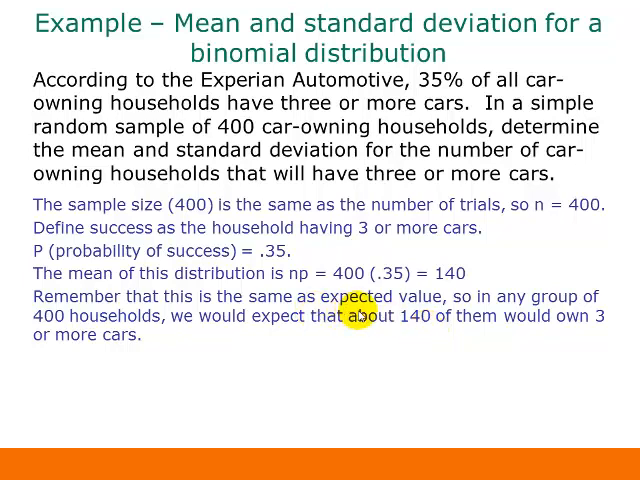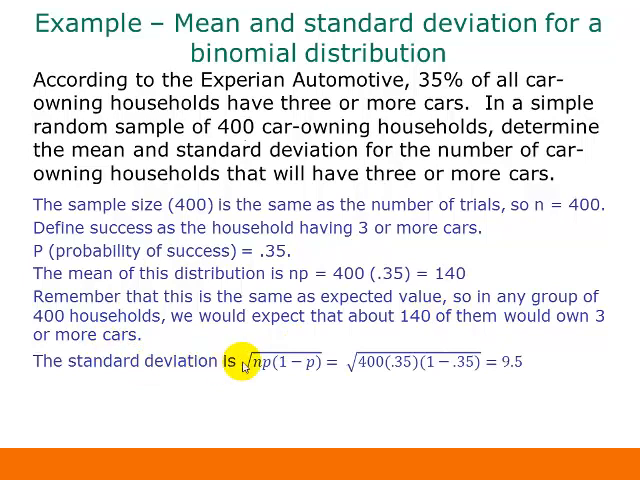Remember that expected value really is talking about the long run. So a little bit more accurate interpretation of this would be if we selected a large number of simple random samples of 400 households. Say if we selected 1,000 different samples of 400 households and looked at the number of successes in each one of those 1,000 samples, the average number of successes we would expect to be 140. So that's really what this is talking about.